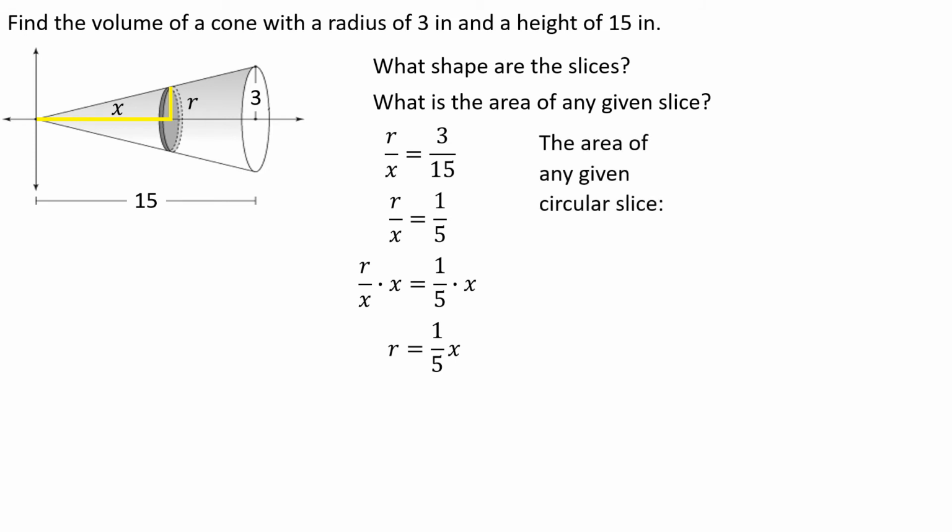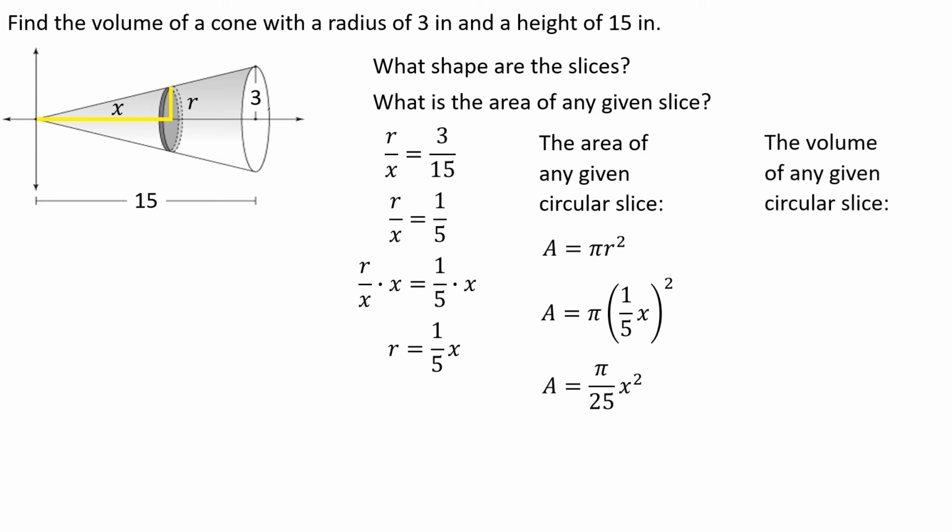And of course, the area of a circle is pi r squared. So the area for any given slice will be pi times the quantity 1/5 x squared. And of course, that area magically becomes volume when we consider the thickness dx. Of course, I simplified there, right? 1 times 1 is 1, so I've just got 1 times pi. 5 times 5 is 25, x squared.